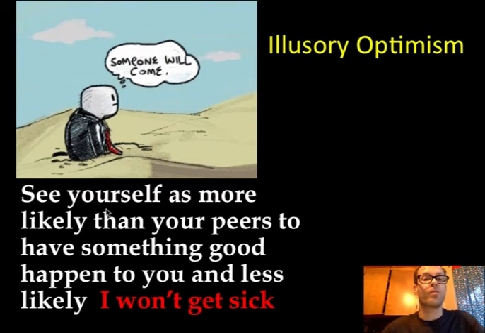So you see yourself as more likely than your peers to have something good happen to you, and less likely to have something bad happen to you. So you say, I won't get sick, right? Well, I won't get sick next month. I usually don't get sick. Well, you probably get sick about the average, what everybody gets sick, but we have a tendency to see ourselves as somehow more privileged, healthier than we are, smarter than we are, that sort of thing, and it just appears to be part of our evolutionary wiring.